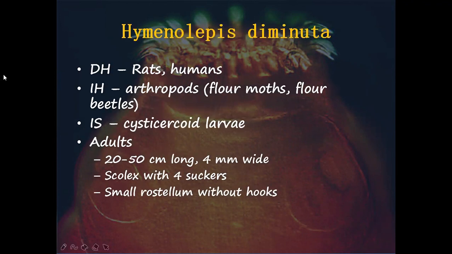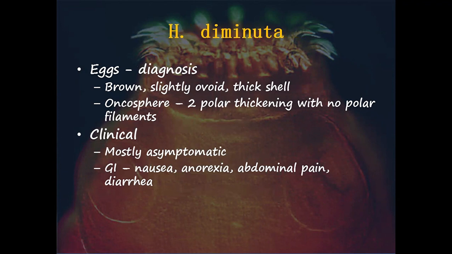Okay, the next is Hymenolepis diminuta, almost similar. Definitive host is rats and humans. Intermediate host, you have arthropods or insects, usually flour moths or beetles. Again, infective stage is the cysticercoid larvae, no longer the eggs. The adults will also have four suckers. It has a small rostellum, but without hooks. Okay, the eggs, we mentioned, they are characteristic. So the oncosphere has two polar thickenings, but does not have any polar filaments.